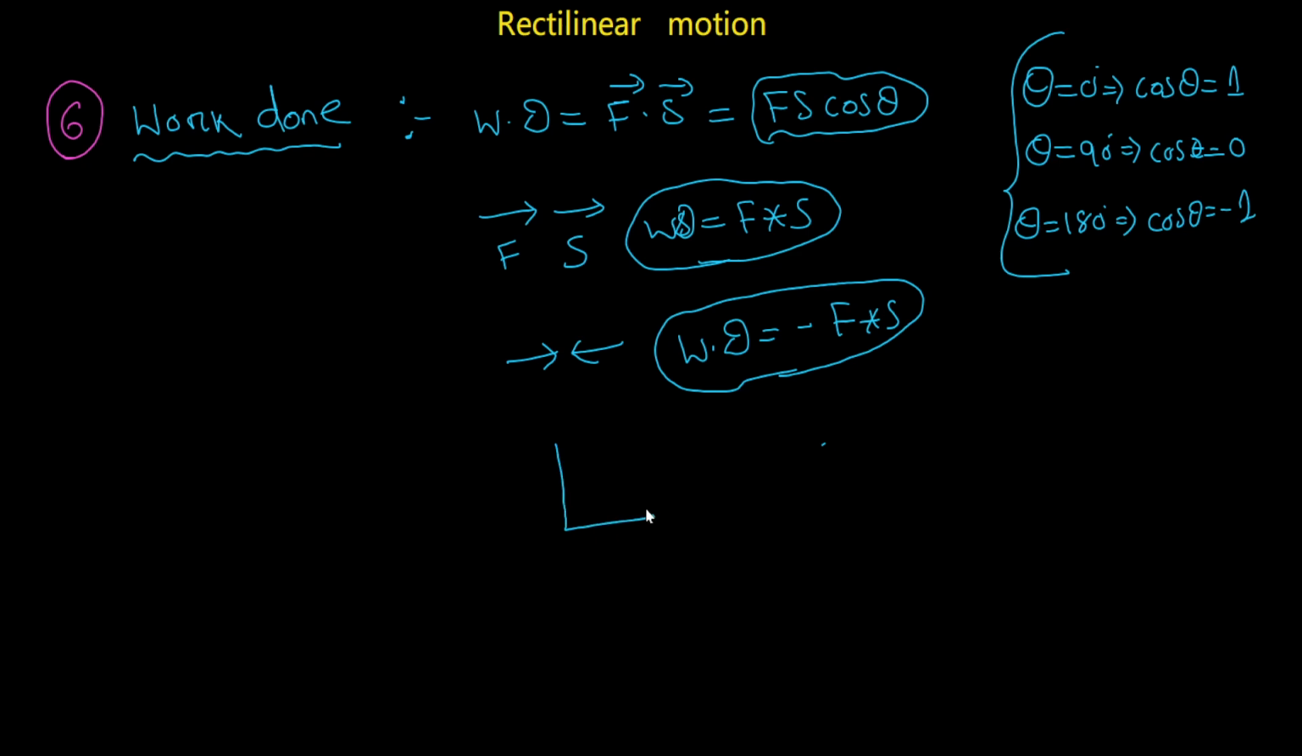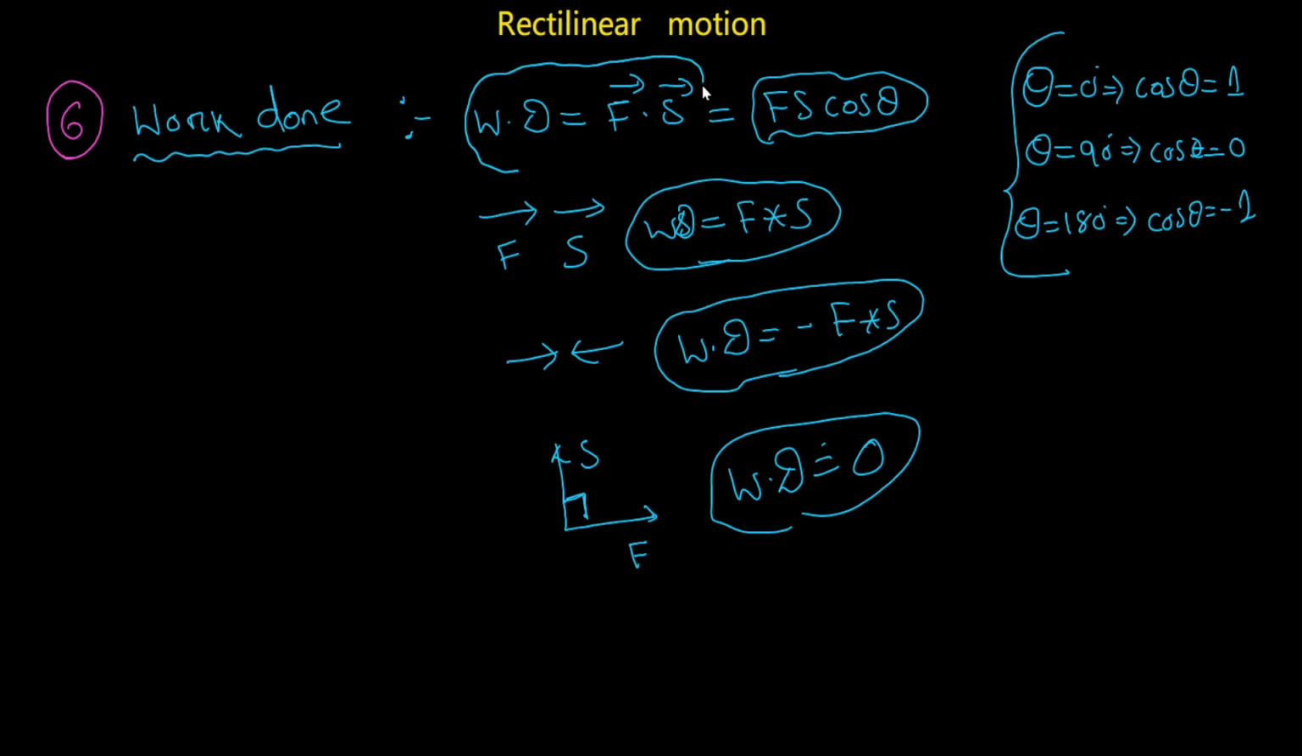If they are perpendicular to each other, suppose the force is in the x direction and the displacement in the y direction, then the work done is equal to 0, whenever the force vector and displacement are perpendicular. So the dot product of force and displacement is work done. It is a scalar quantity. The dot product results in a scalar, so you need not take care of the direction here.